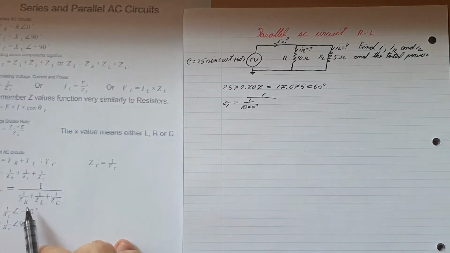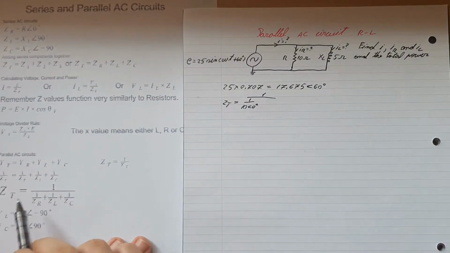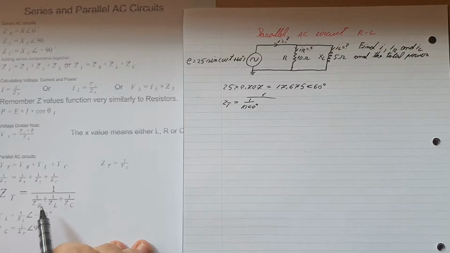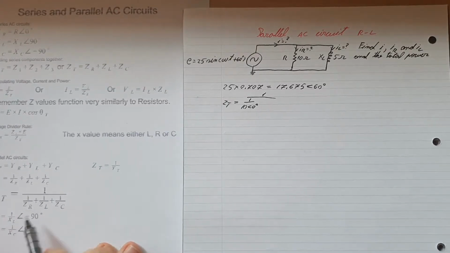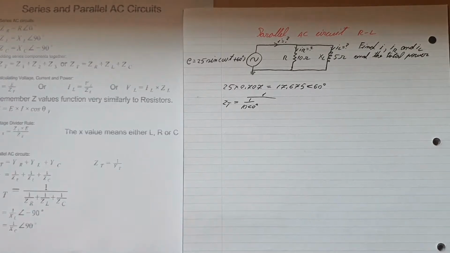Again, I'm using this formula because it's the one that I like to use. ZT is equal to 1 over ZR plus 1 over ZL plus 1 over ZC. This can be any components you want. I like to write it like this because it's more self-explanatory. If I put Z1 plus Z2 plus Z3, that doesn't really mean anything. That just means a random component, while if I put this one, I can show you that yes, you can use resistors, inductors and capacitors.